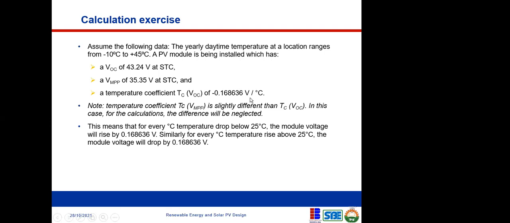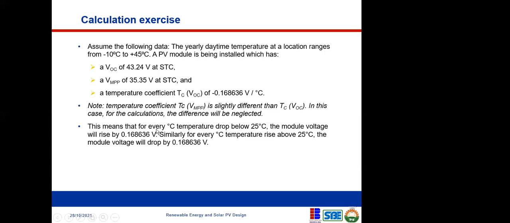Okay, so now you're given a temperature coefficient. This temperature coefficient means that for every degree rise in temperature above the standard test condition, which is 25, you're going to lose 0.168636 volts. That's what this means. So there's a note here. The temperature coefficient at the maximum power point voltage is slightly different than the temperature coefficient at open circuit voltage. I think I just explained that this voltage will always be slightly less than this.